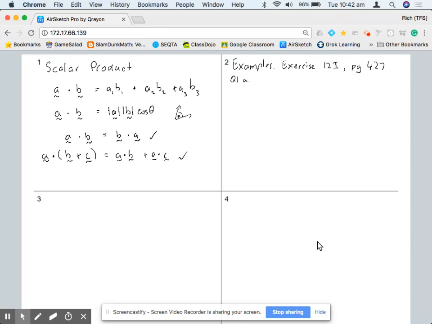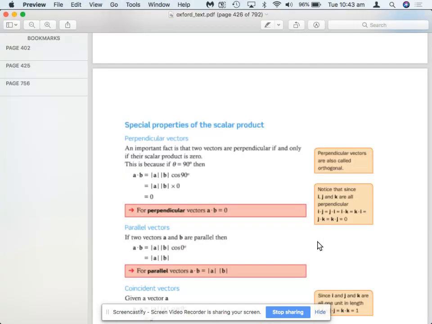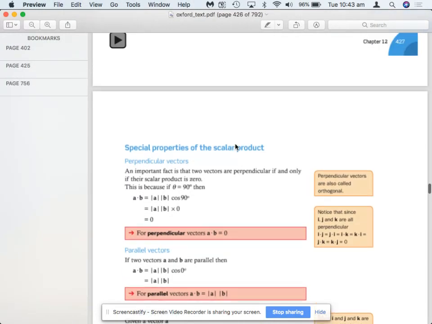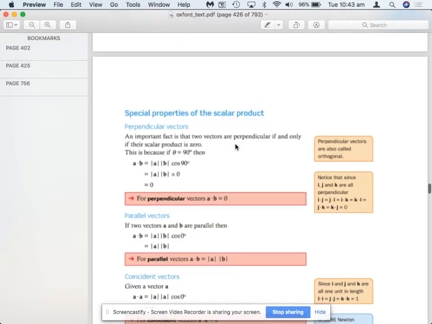Yeah, so that's all I wanted to say on the scalar product, that they're the two forms, and we're going to use those two forms in order to solve problems. What I'm going to do now is go through some examples. Before I do that, I just remembered I wanted to quickly touch base on the textbook, the next page along, page 428.